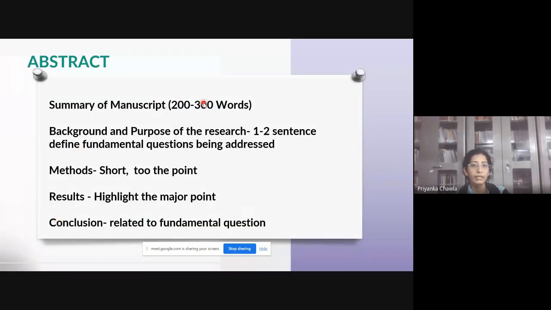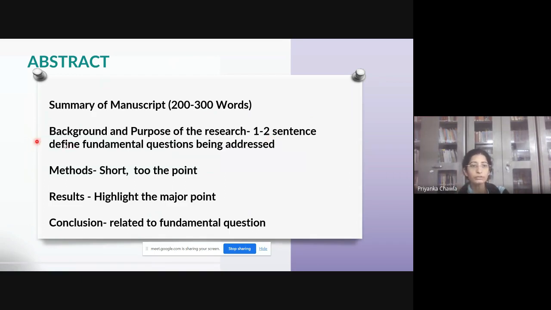Another one is the abstract. As I told you earlier, the abstract should cover the gist of the entire paper. So what gist do we have to cover in the abstract? It should cover a summary of the manuscript. The summary should be 200 to 300 words, only half a page. It should cover the background or purpose of the study in 1 to 2 sentences, which define the questions.